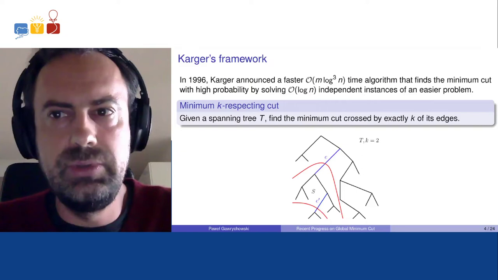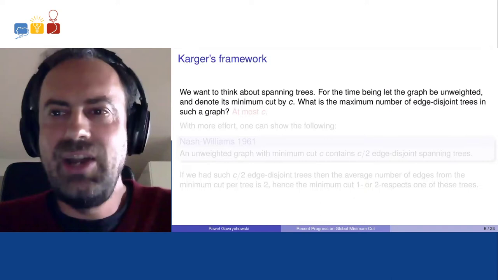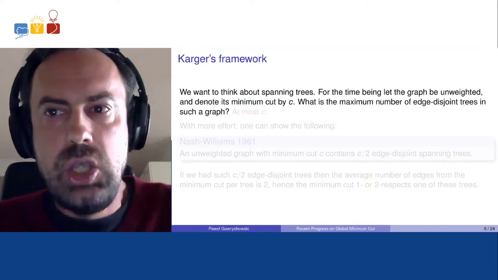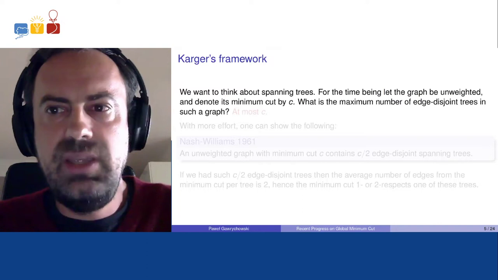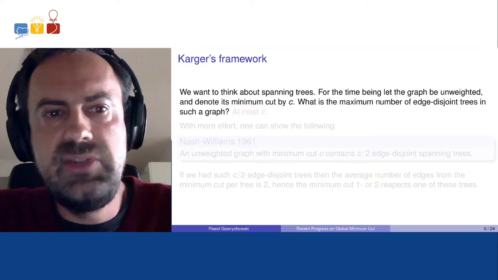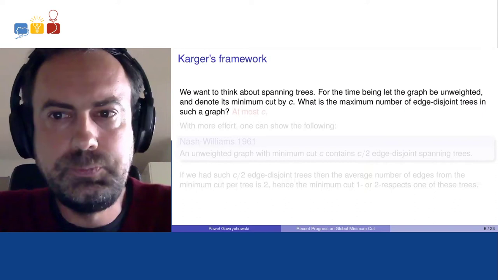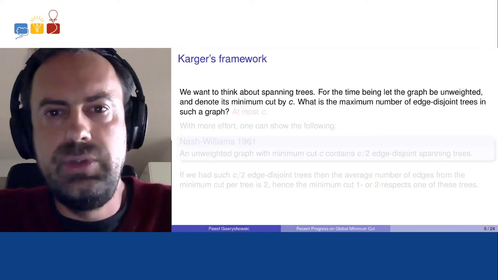Okay, that's great, but how do you figure out those trees? I mean, it doesn't really seem simpler and no one is going to give you those trees for free. So we want to think about spanning trees. We'll find some combinatorial property of spanning trees. And for the time being, let's say that the graph is actually undirected. And let's say that the minimum cut is C. Of course, we don't really know C, but for the time being, let's assume that we do. And now let's think about a spanning tree.